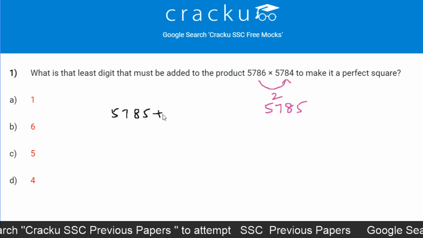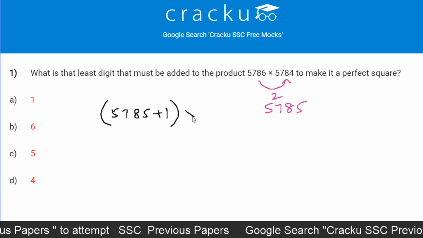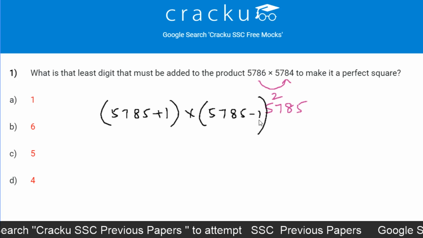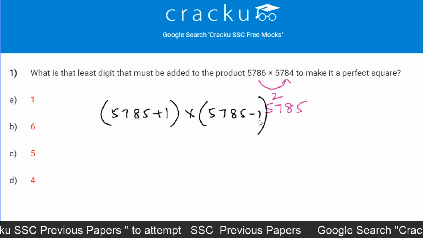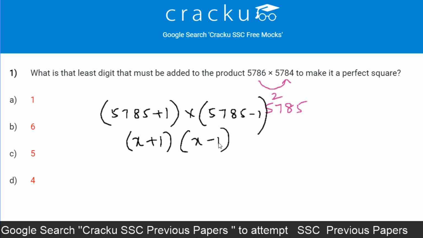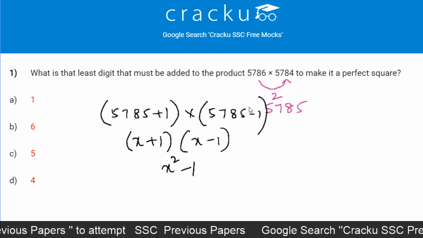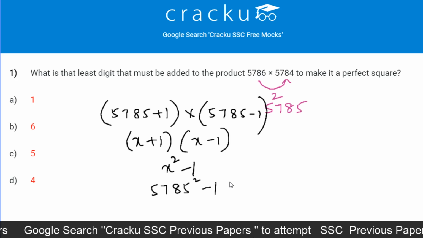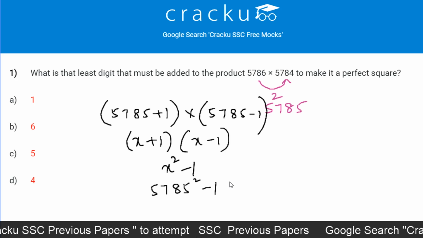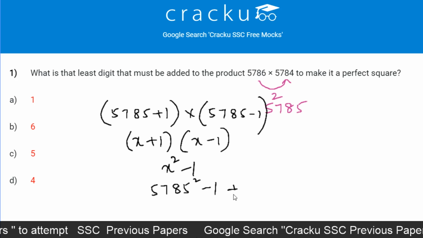5785 plus 1, that is 5786, into 5785 minus 1. If you see, this is in the form of x plus 1 into x minus 1, that is x square minus 1. So we have simplified the product into 5785 whole square minus 1. To make it a perfect square, we need to add 1.